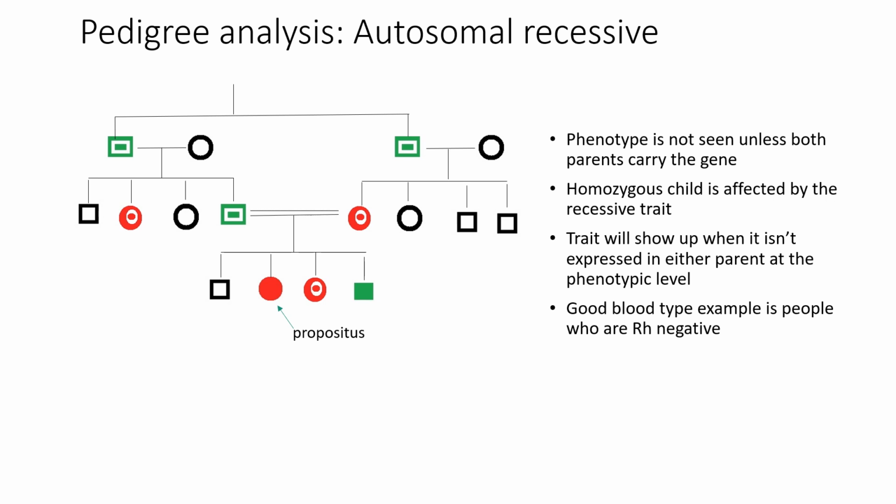A child can have a recessive trait that isn't expressed in either parent, but a child cannot have a dominant trait that isn't expressed in either parent. The Rh negative phenotype is recessive to the Rh positive phenotype.